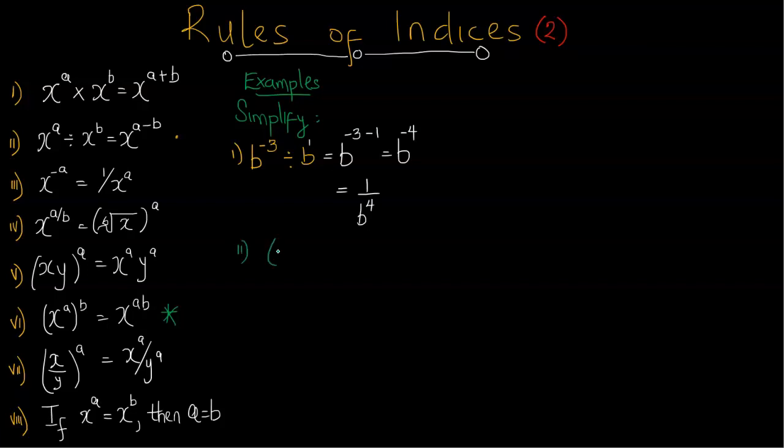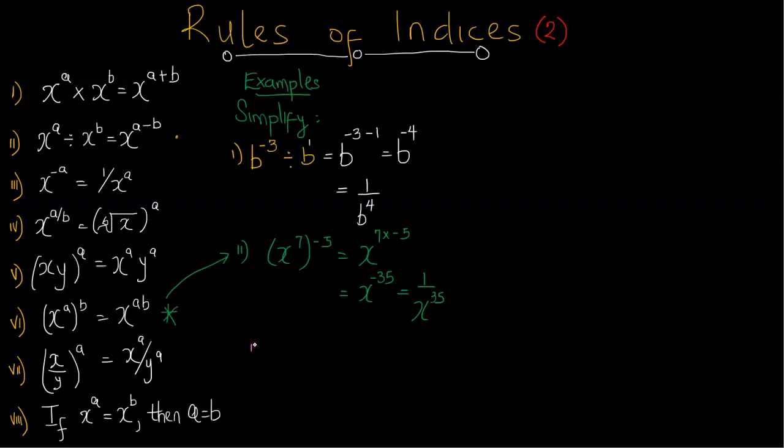Second, x raised to the power of 7, all raised to the power of -5. Looking at these and across all of the rules, we would find that this particular problem aligns closely with law 6, because we've got two powers, one inside and one outside. So this is just going to be x raised to the power of 7 times -5, because we've got a product of a and b here. So this is x raised to the power of -35, and I can as well apply law 3, and this gives 1 over x raised to the power of 35.